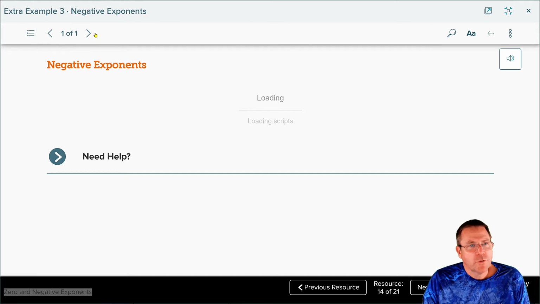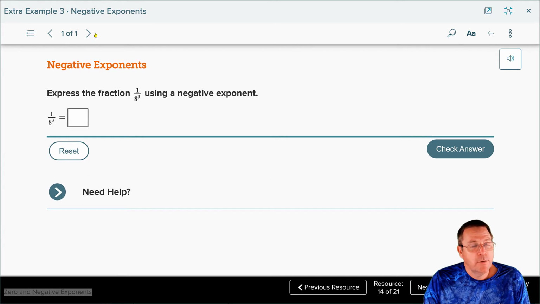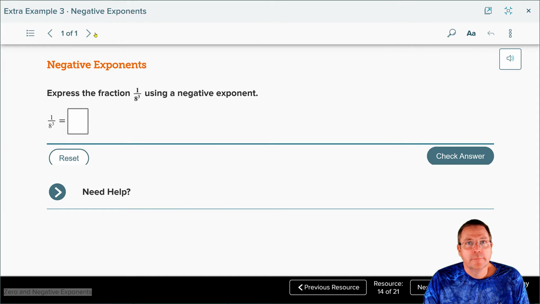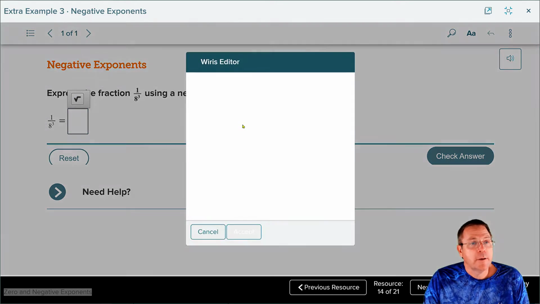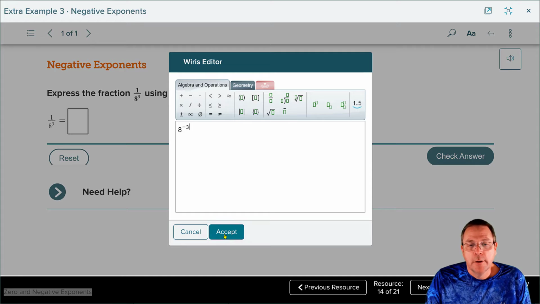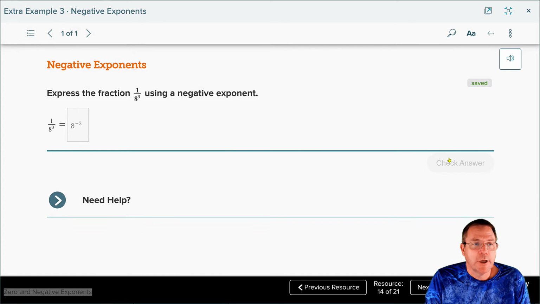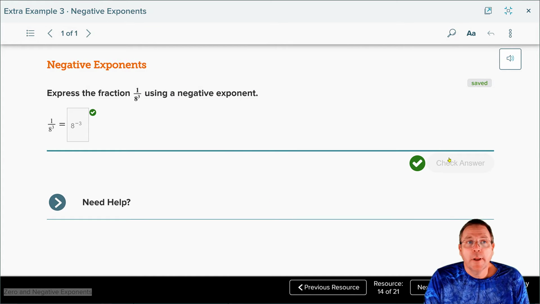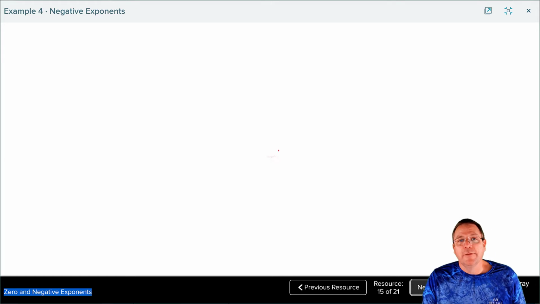Now it's going to be your turn. Take a look at it. 1 over 8 to the 3rd. What's the answer going to be? Yep, that's right. It really is that simple. 8 exponent negative 3. Accept, and check. Nothing complicated at all about doing these problems.